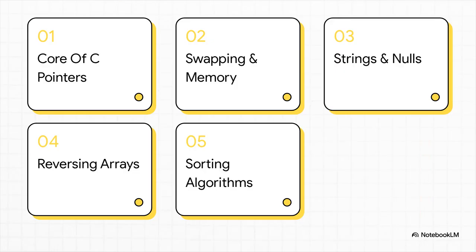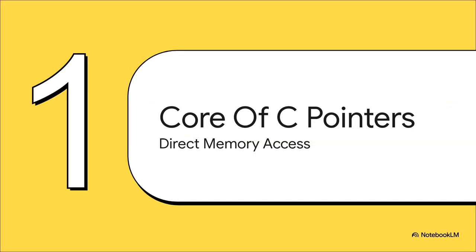So, here's our game plan. First, the core of C pointers. Second, swapping and memory math. Third, strings and null terminators. Fourth, reversing integer arrays. And finally, sorting algorithms explained. All right, Section 1, the core of C pointers and direct memory access.